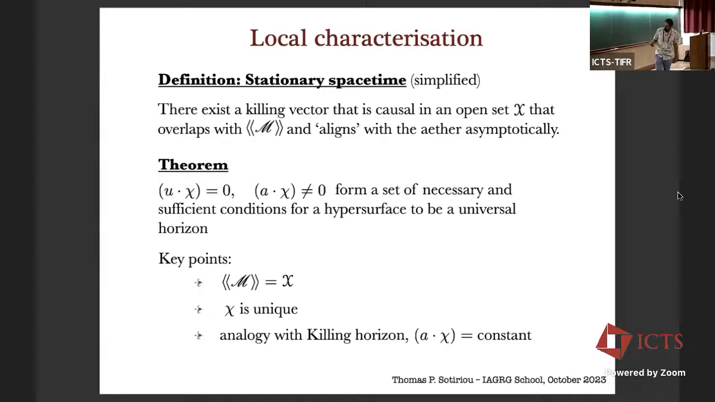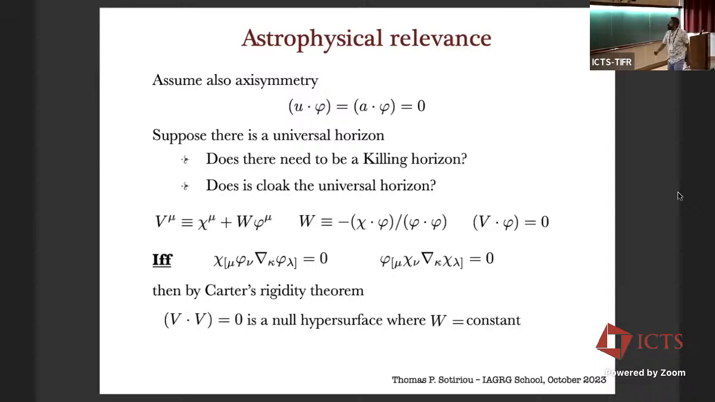So again, that pushes the analogy even further. A quick point about the last thing I said. Where does the universal horizon lie? Does it have to lie inside Killing horizons of the nested light cones of the linear version of the dispersion relation? If you assume axisymmetry as well, so phi would be now your Killing vector with closed orbits, then it will end up satisfying these conditions with u and a.